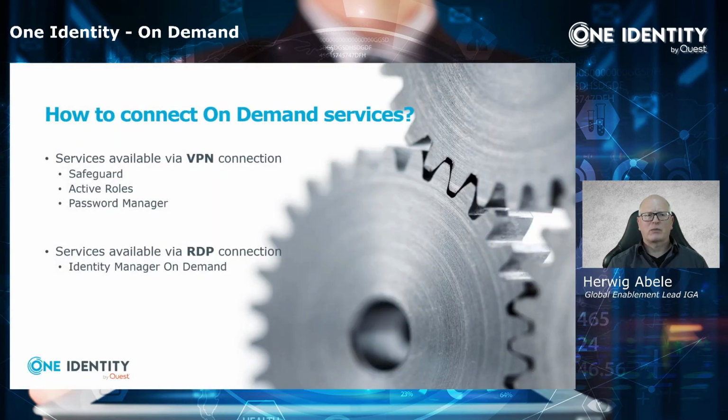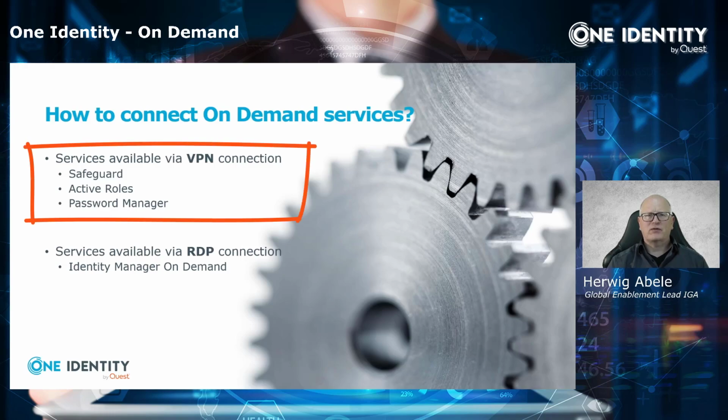And now let's talk about the connection types. As we have heard, there are two available: one is VPN and one is RDP. VPN, of course, exists for Safeguard, for Active Roles and for Password Manager. And the reason is that these tools act as an extension of your on-prem network. That means you have to extend your local network with the help of a VPN connection so that the cloud network becomes part of it. And then you can easily work with Safeguard, Active Roles, and Password Manager.